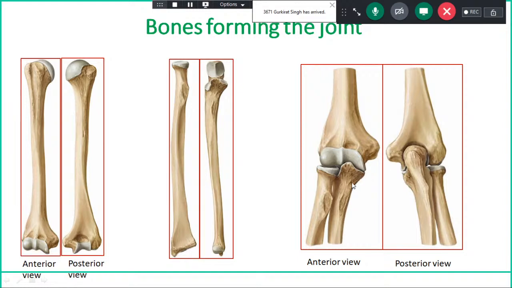Now here you cannot actually see the olecranon and the trochlear notch, because it is articulating with this trochlea of the lower end of the humerus. But here you can see the head of the radius, but this actually articulates with the ulna, forming a superior radio-ulnar joint. But during movements, especially during flexion, the head of the radius comes in contact with the capitulum, which is present in the lower end of the humerus.